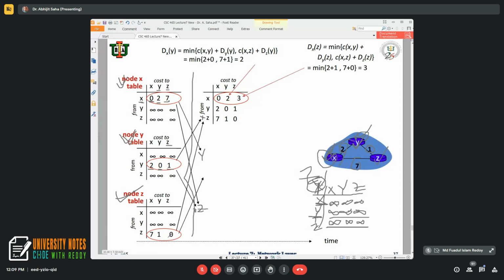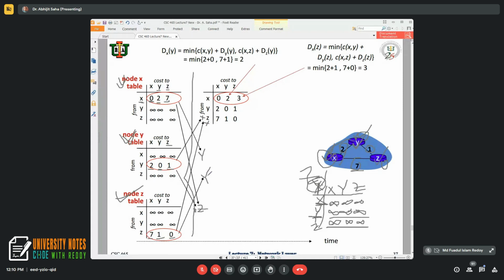Now if you come to the z table, so you can say z to x, can you go to z to x directly? Yes, you can go to z to x directly. What is the cost? It is 7. So you write the 7. Can you go from z to y directly? Yes, you can go directly z to y. The cost is 1. And z to z is going to be 0, right? So that is what we are writing. So here also we got some changes, which means the update is going to be sent to node x as well as to node y.